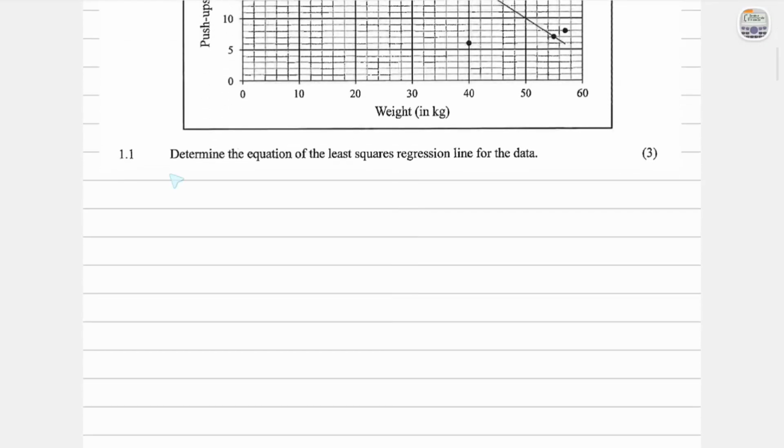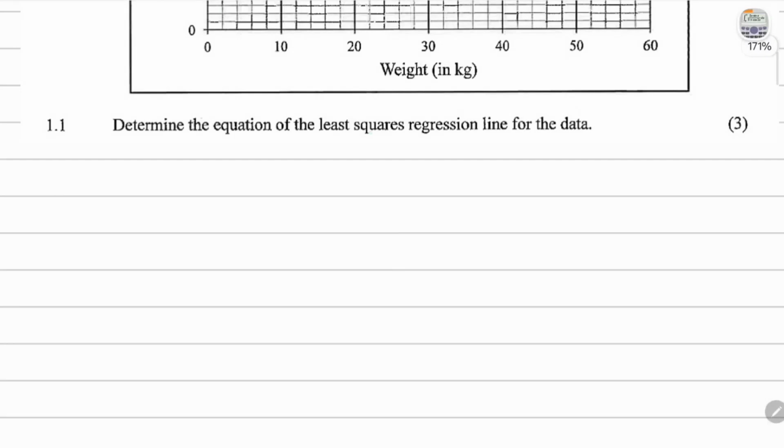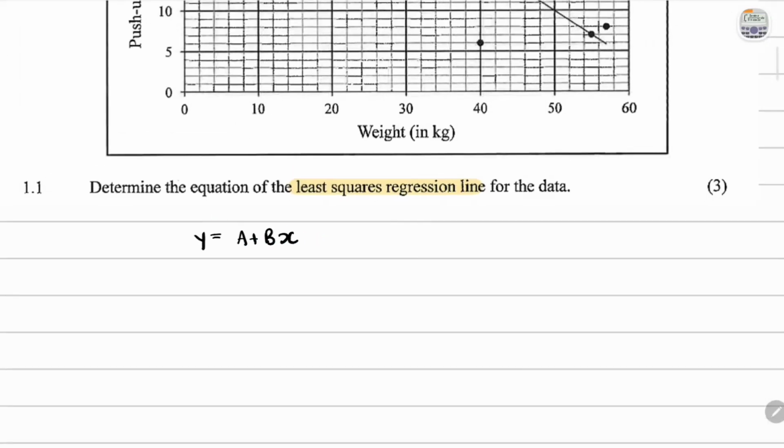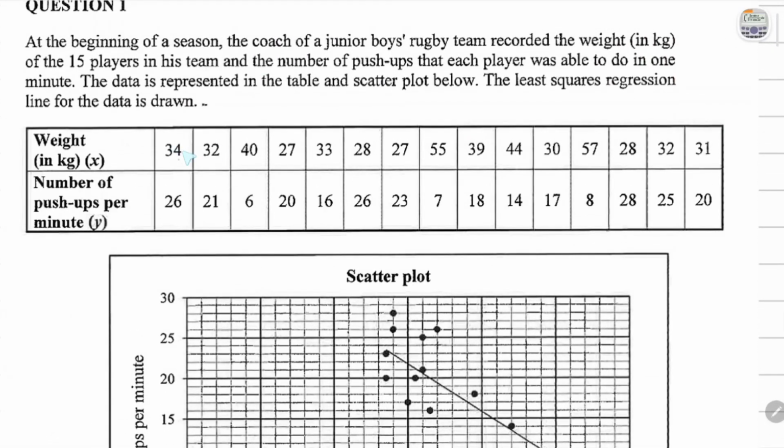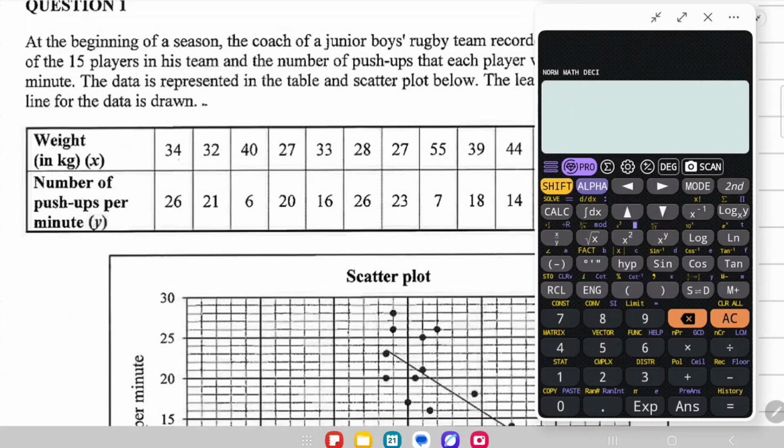Question 1.1 says, determine the equation of the least squares regression line for the data. So we know that the equation of the least squares regression line looks like this. It's the equation of a straight line, y equals a plus bx, and all we have to find is the a and the b. So this is a bivariate data set, so we're going to put the information down in our calculator. Now, you'll be using a Casio calculator, but you can still follow the steps.